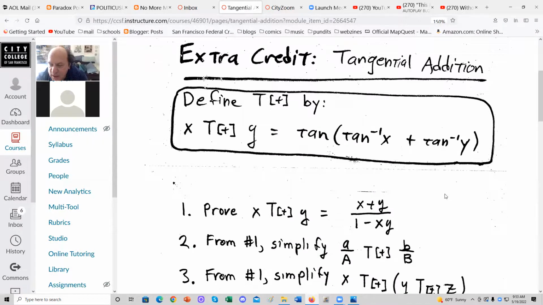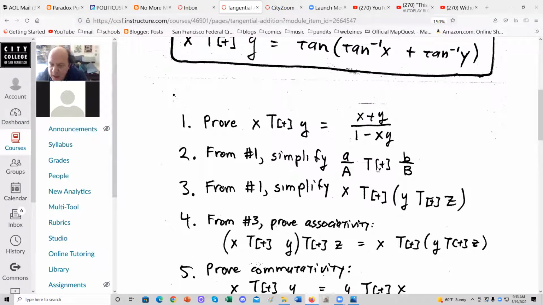Now you can use the angle addition formula for tangent to prove this one. The tangent sum of x and y is (x plus y) over (1 minus xy). For problem 2, I ask you to simplify a ratio of integers, tangential addition of a over a, t plus b over b. It'll be a simple enough expression, just use this. And from 3 and 1, simplify x t-plus y t-plus c.